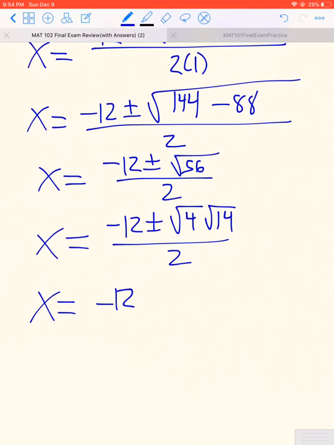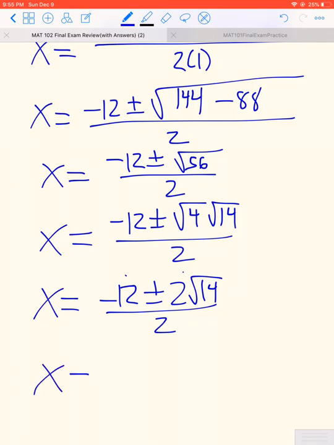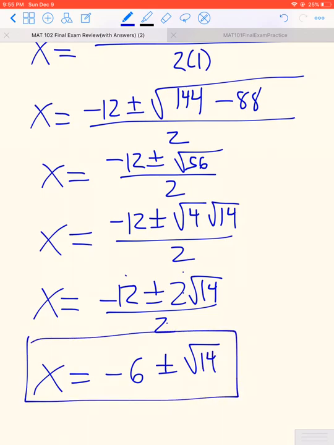This is negative 12 plus or minus 2 radical 14 over 2. And as it turns out, both terms in the numerator have a factor of 2, and there's also a common factor of 2 in the denominator. So we can divide that out. 2 goes into negative 12 negative 6 times, and 2 would go into itself 1 time. So our final answer is x equals negative 6 plus or minus the square root of 14. So our two solutions are negative 6 minus the square root of 14 and negative 6 plus the square root of 14.